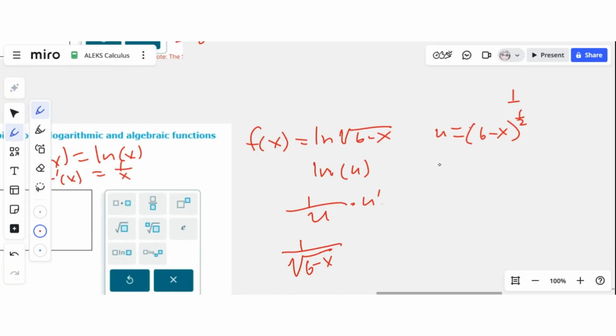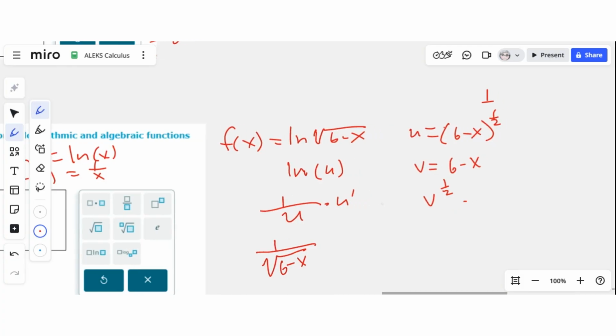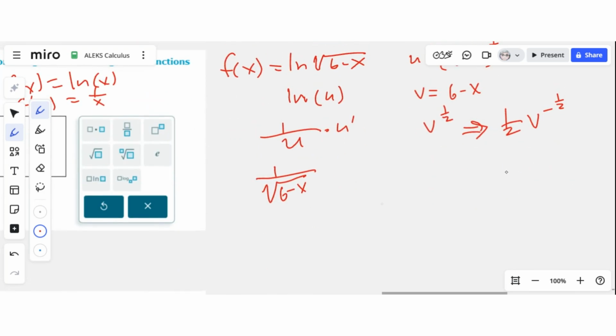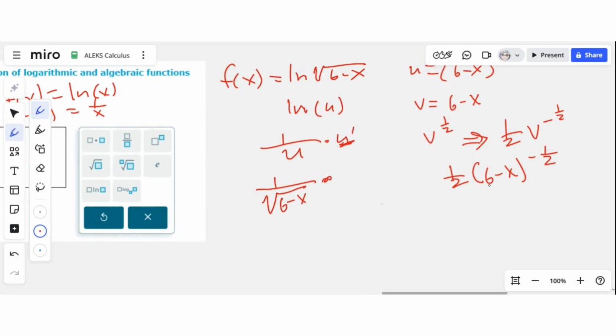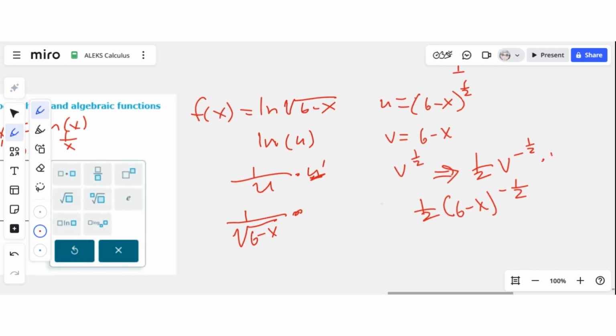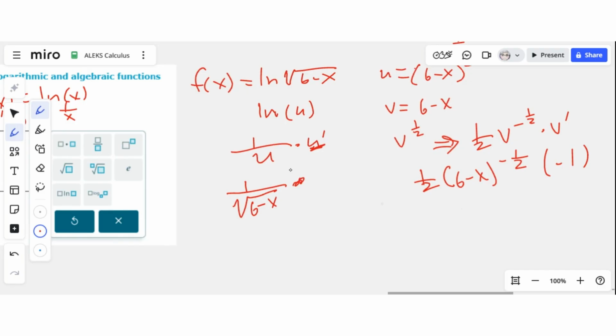I'm going to call, let's say v this time, since we've already used u, 6 minus x. So now I've got v to the 1/2 power, and taking the derivative of that is pretty easy. That's 1/2 times v to the negative 1/2. And then we can plug v back in. We get 1/2 times 6 minus x to the negative 1/2. And that's going to be multiplied here. Oh, wait, but we also need the derivative of the inside multiplied. So it's times v prime. And v prime, the derivative of 6 minus x, is just going to be negative 1. So times negative 1. So all of that gets multiplied here.